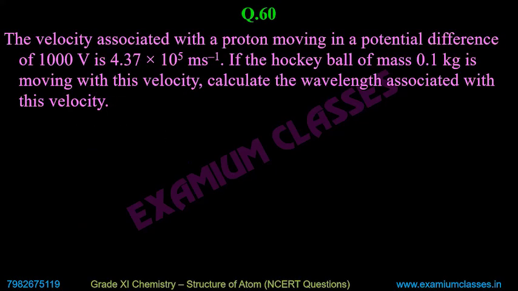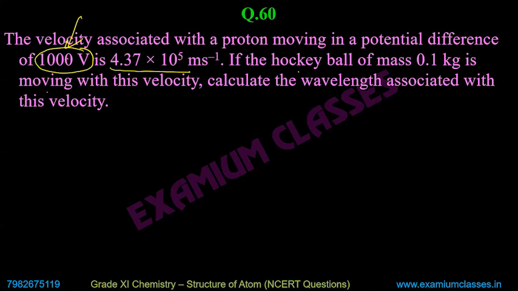Next question. The velocity associated with a proton moving in a potential difference of 1000 volt is this. The velocity is given, the potential difference is given. If a hockey ball of mass 0.1 kilogram is moving with this velocity, calculate the wavelength associated with this velocity. Now here, what is this given for? Can anyone tell me whether there is any use of the 1000 volt in this question?